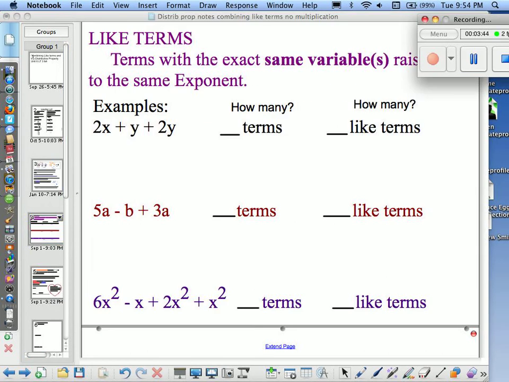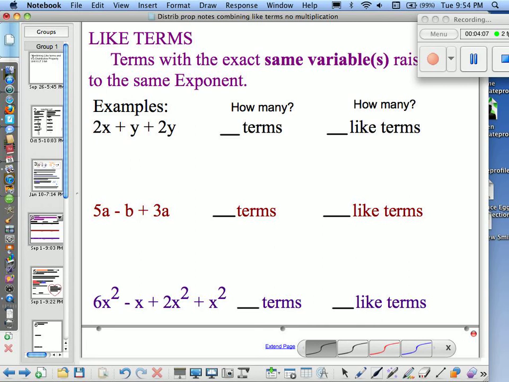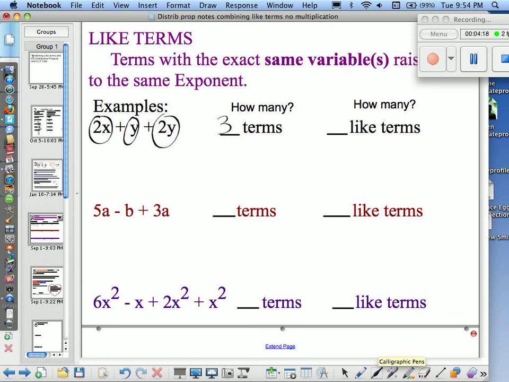So we know about terms, but now we need to talk about like terms. So like terms must have the exact same variable raised to the same exponent. So in the first example, let's first just identify how many terms there are. So I'll do the first one for us. So we've got 3 terms. I've got one term here, another term here, and another term right here. So we've got 3 terms total, and now we need to identify what those like terms are.